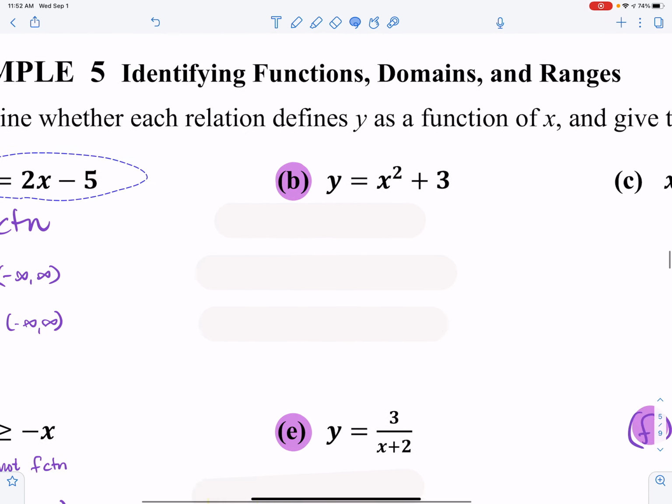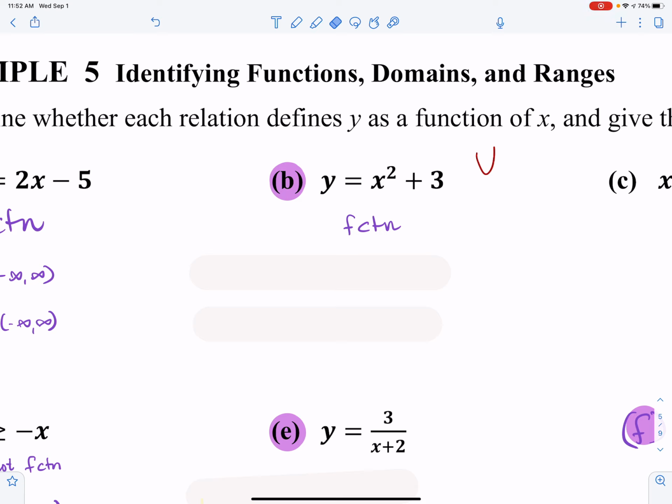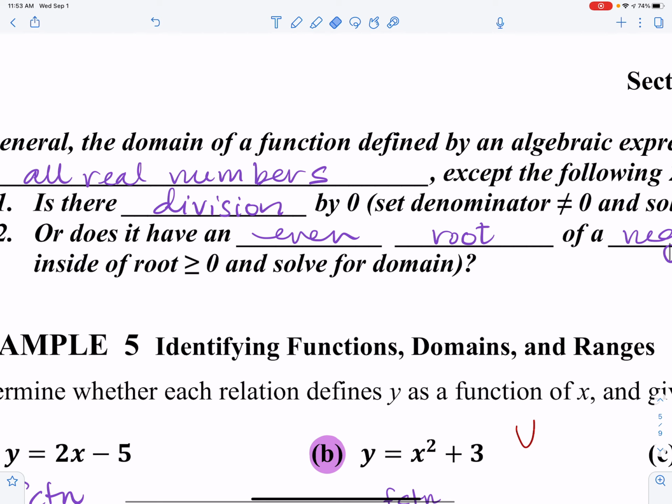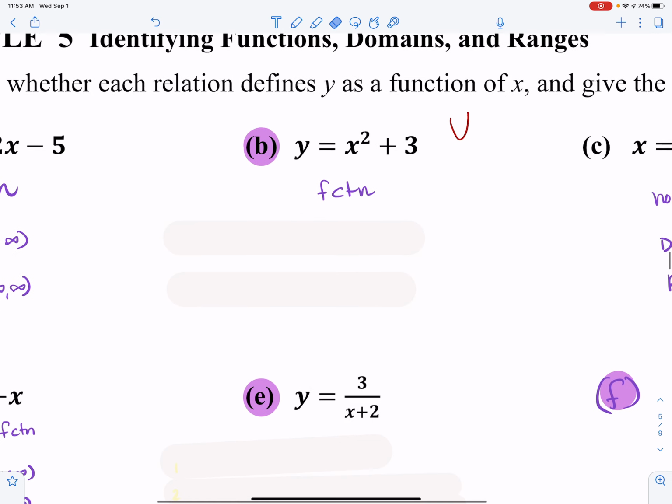So let's go to part B. Part B is just a quadratic. We've seen a couple of quadratics in the last couple of weeks. So remember that a quadratic looks like this guy right here. And so first thing is, yes, it is a function. There's no x repeats. The second thing is my domain's probably going to be all real numbers, but let's look at those 2 cases again. Do I have anything with a denominator that might be 0? And do I have any even roots?